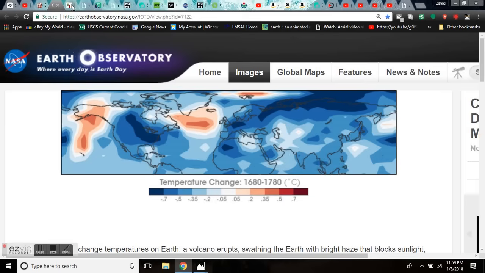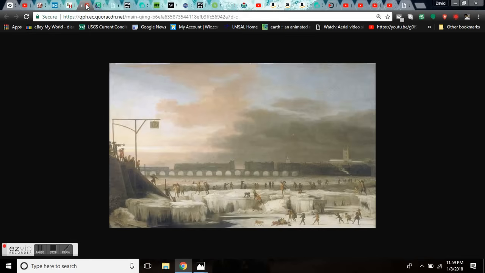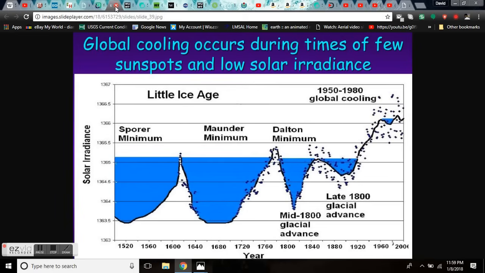Now, as we came out of the Little Ice Age till now, the reason they've been able to sell global warming so easily is that when you come out of a glacial advance, the glaciers recede. It's very easy to show that glaciers are shrinking. But that stopped, because global cooling occurs during times of few sunspots, and we're about to go into a record sunspot minimum called the Eddy minimum.